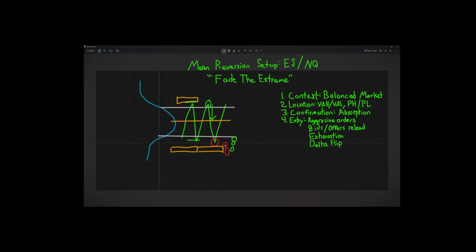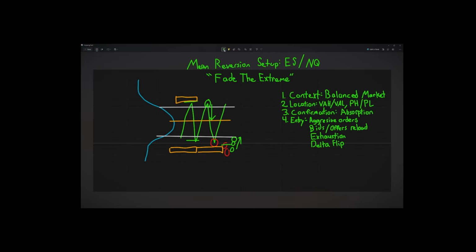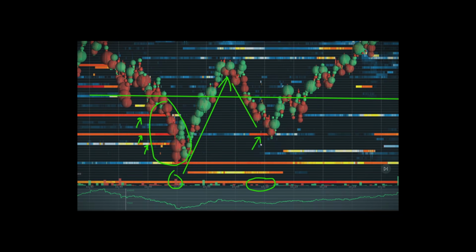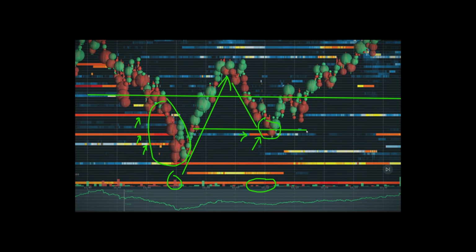In this video, I'm going to give you the exact framework for one of my highest probability setups, including the specific order flow confirmations and entry triggers I look for every single time I pull the trigger. This is the mean reversion setup, and it's one of my favorite trades in a balanced market condition. And when all four filters line up, it's one of the cleanest risk to reward opportunities that you'll find in futures trading.